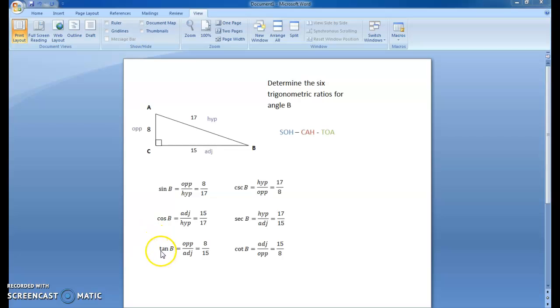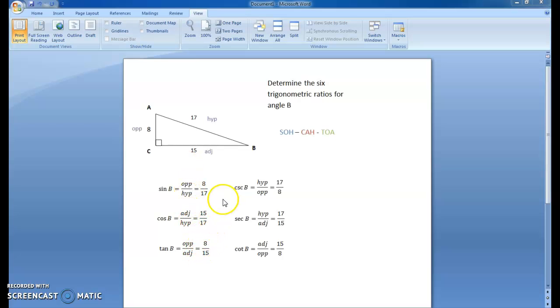And the next one is tangent. And we know that tangent is opposite over adjacent from TOA. And that would be 8 over 15 because 8 is opposite, 15 is adjacent.